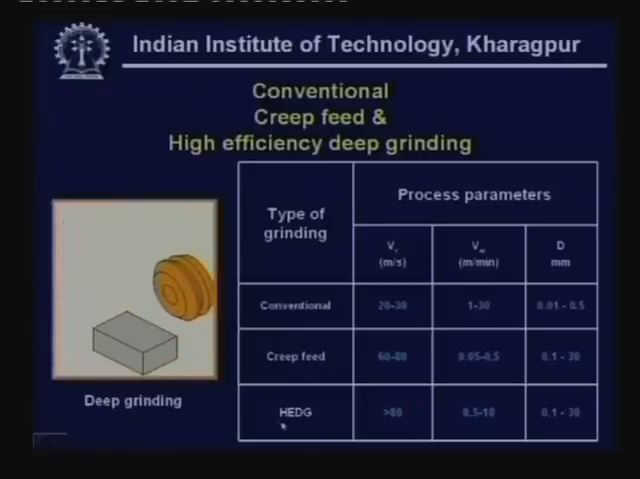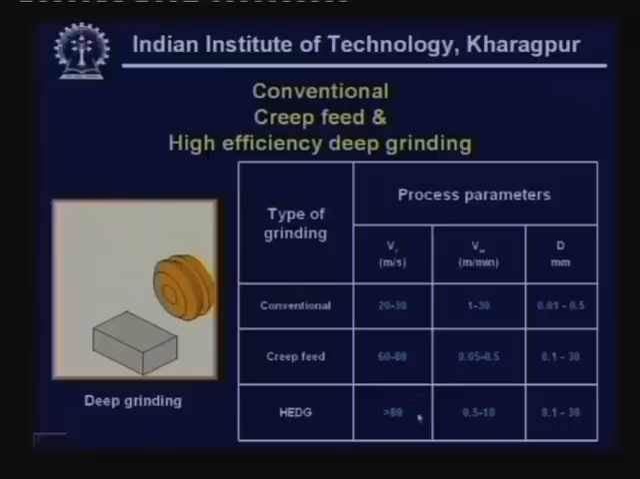Now, we can see what we call high efficiency deep grinding. As we have seen here that this VW and the D, these two are the parameters which control the material removal rate in grinding. Now, in creep feed grinding that has been substantially reduced. But to gain some advantage by elevating this VW, what is the solution left? Only to increase the wheel speed.